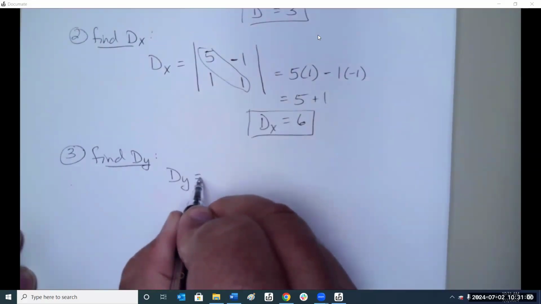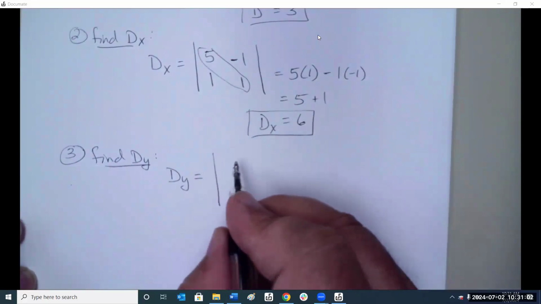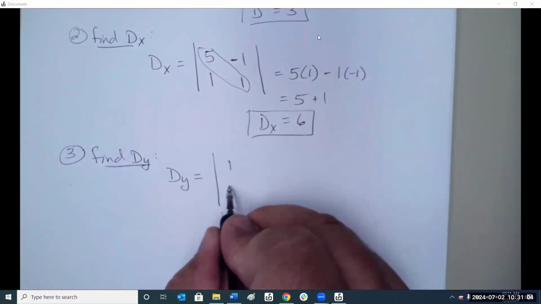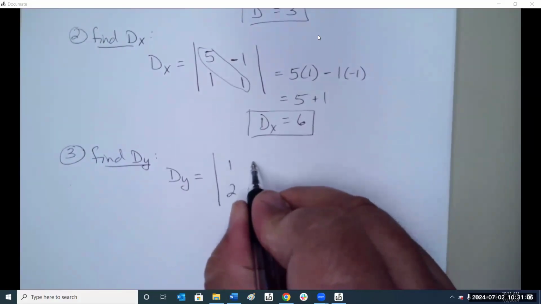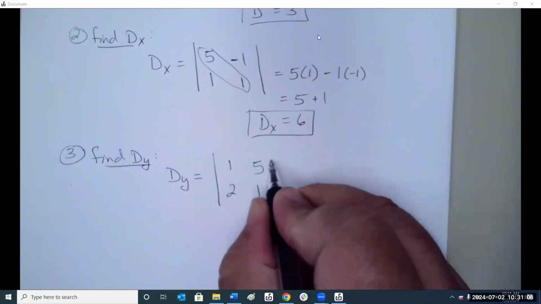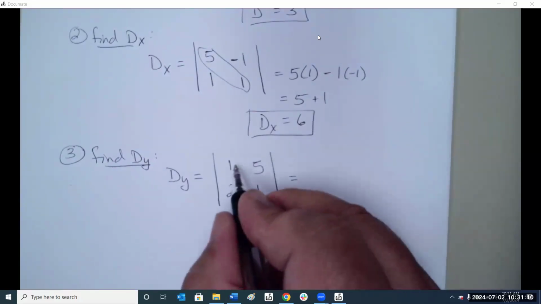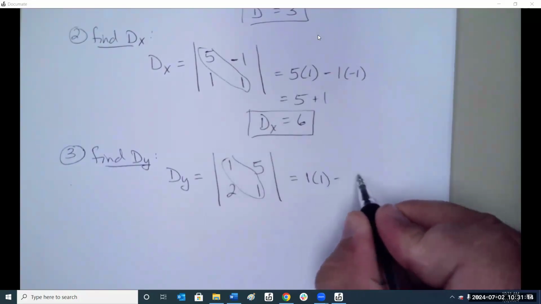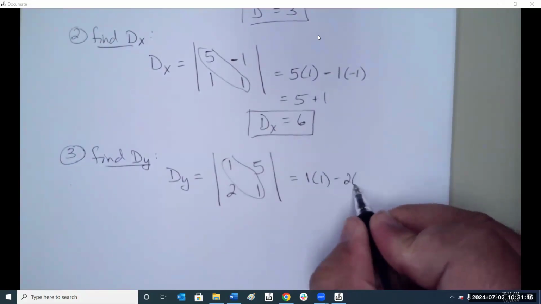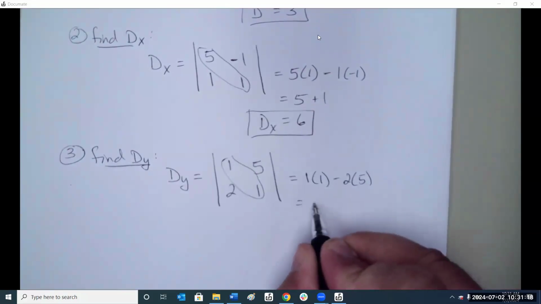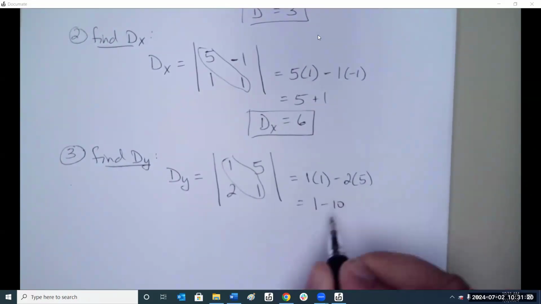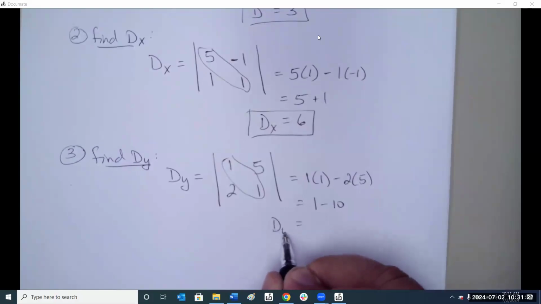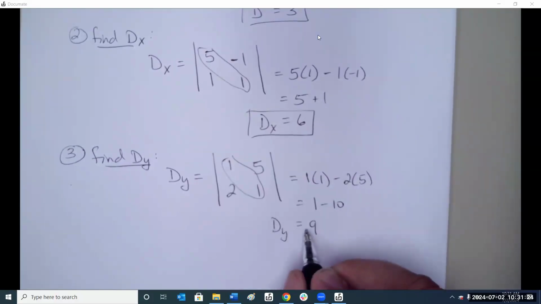Find Dy. Leave the X column alone. Put the answers in the Y column. One times 1, 2 times 5. So Dy is equal to negative 9.